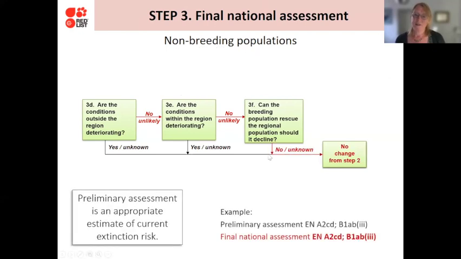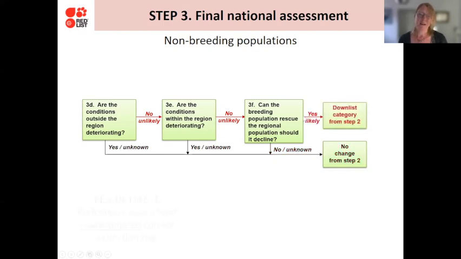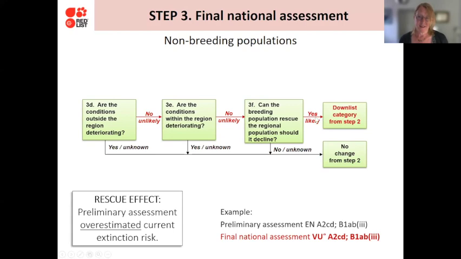If the answer to this question is no, so you've got a very small breeding population, it cannot rescue your regional population, then there's no change. And again, you keep your preliminary assessment. So if it was endangered at the preliminary stage, it's endangered at the final stage. But if the answer to this is yes, then that is a rescue effect. So you would downlist from your preliminary category. So again, you've got preliminary assessment of endangered. Your final national assessment would be vulnerable, with a little annotation to say this is because of what's happening outside. Okay.